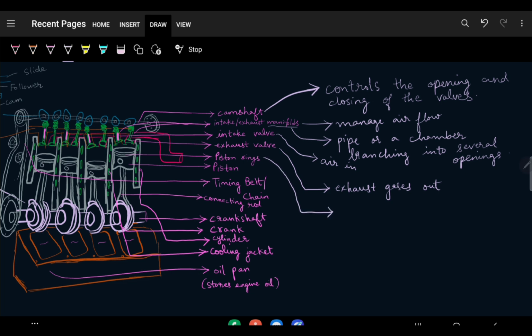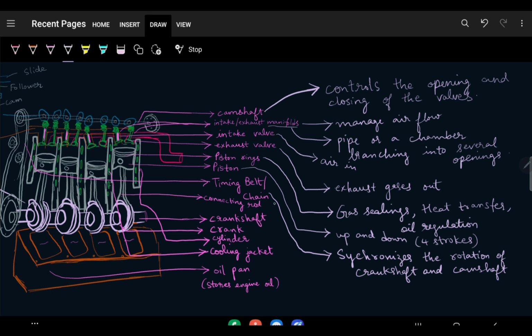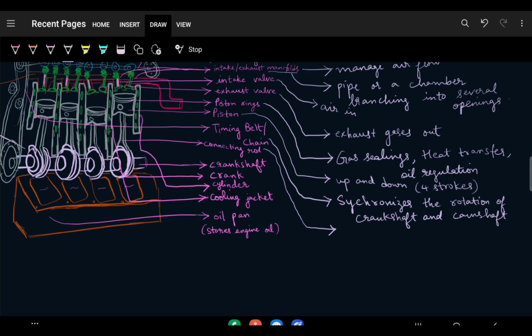And then we have piston rings. These are used for three main reasons: gas sealing, heat transfer, and oil regulation. We also have the piston, which moves up and down and completes the four strokes inside a cylinder. And we have a timing belt or a timing chain, which synchronizes the rotation of the crankshaft and camshaft.